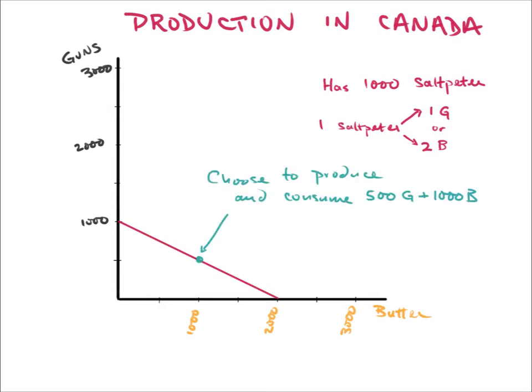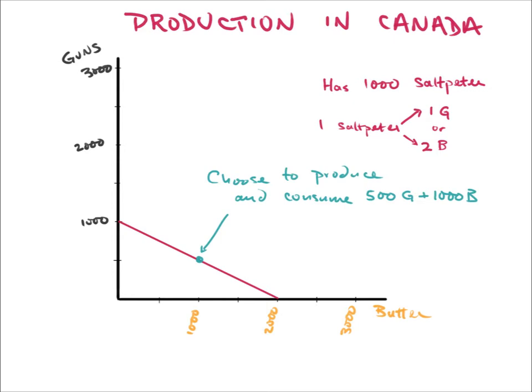And let's just say, for the sake of this example, Canada uses half of its resources to produce guns, so that's 500 guns, and half of its resources to produce butter, so that's 1,000 butter. Okay, and on its own, Canada consumes what it produces.